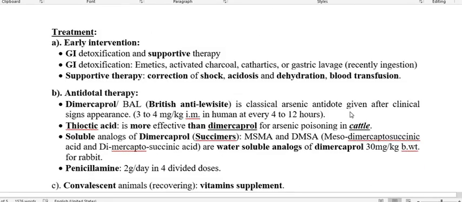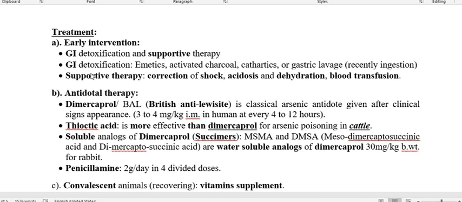And now the last and the most important part of this arsenic toxicity is the treatment. So we have to treat the animal. In the treatment part, we have to divide it into two main parts. The first one is the supportive treatment. Supportive treatment means symptomatic treatment, as per the symptom.